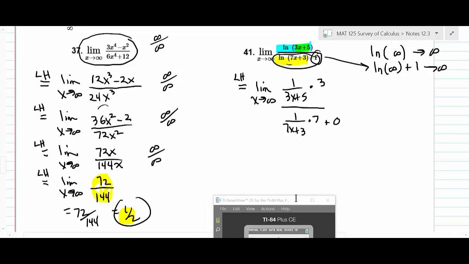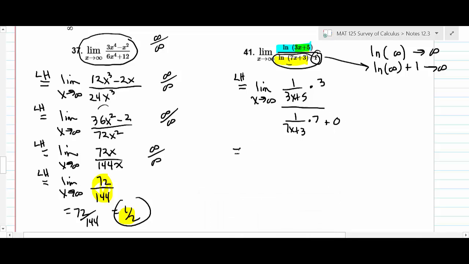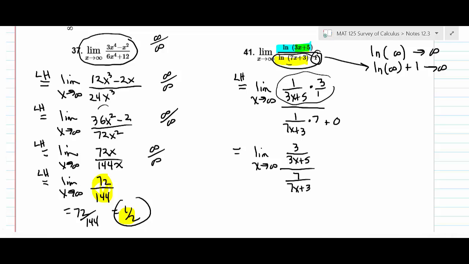Now we have what we call a complex fraction, so we're going to need to clean this up. So let's write this numerator. That's 3 over 1, so it's really 3 over 3x plus 5, all over 7 over 7x plus 3. Now what you want to do is simplify this. You wouldn't want to do L'Hopital's rule again, not in this form anyway.